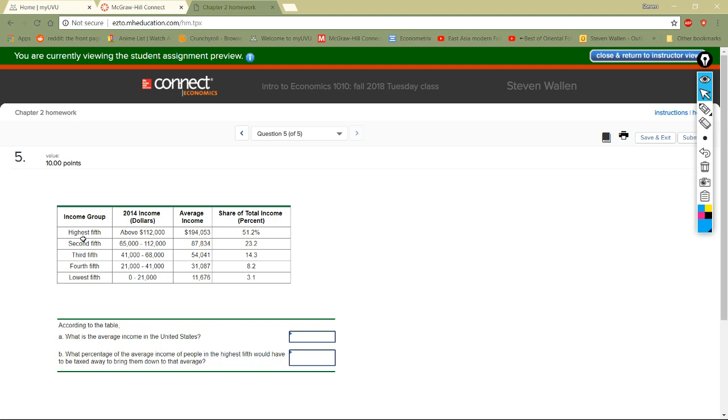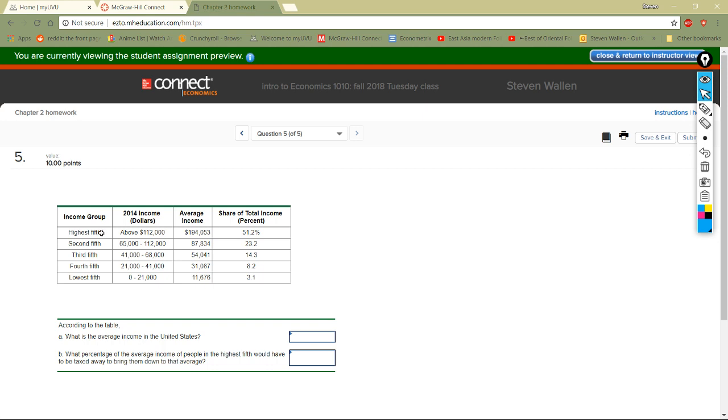Okay. This is income groups: highest fifth, second fifth, third fifth, fourth fifth, lower fifth. So this is basically taking the U.S. It should label United States up here, but they don't, but they put it in the question. What is the average income in the United States? So we took the U.S. and split everybody up into income groups. This is what they would fall into.